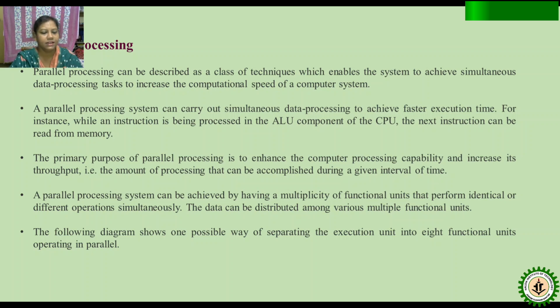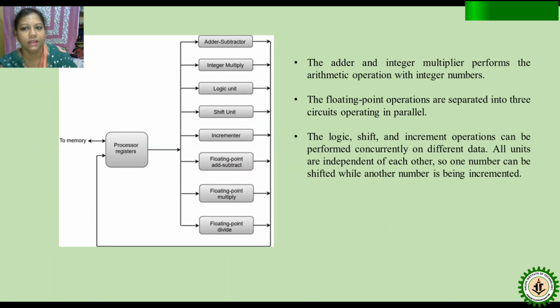In the next slide there is a diagram showing how you use the different functional units working in parallel. In the diagram, the processor registers are connected to different functional units. The first one is the adder subtractor unit, then integer multiplier, logic unit, shifter unit, incrementer, floating point addition and subtraction, floating point multiplication unit, and floating point division unit. All are connected to the processor register in a parallel manner.